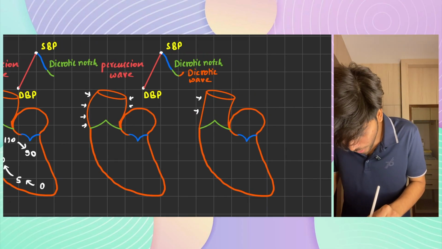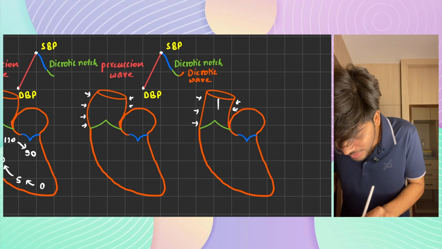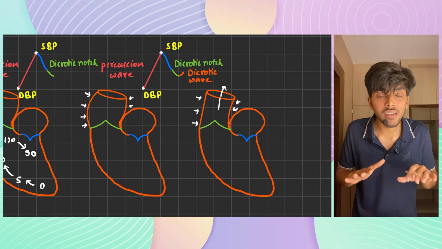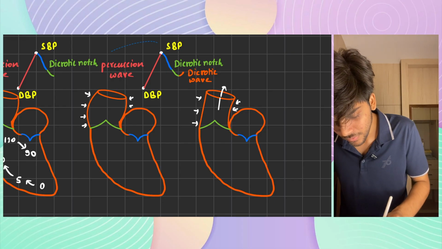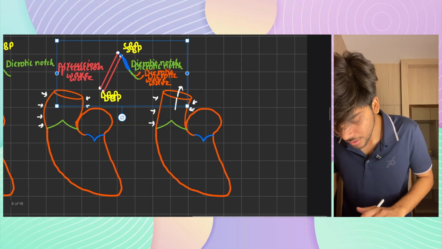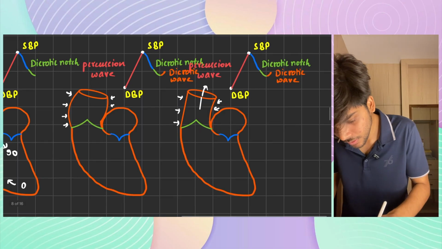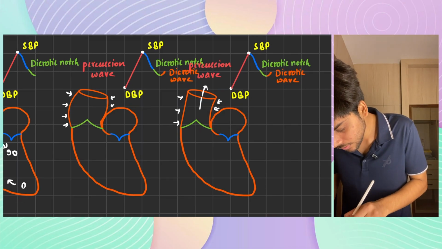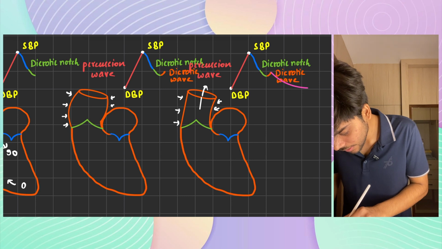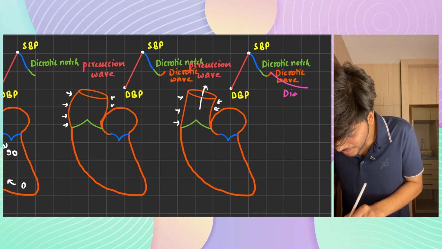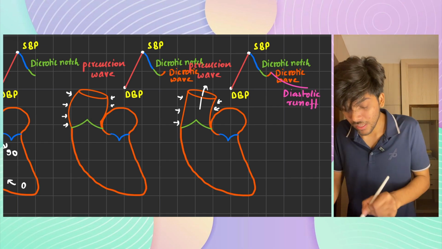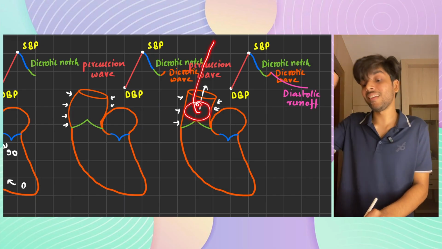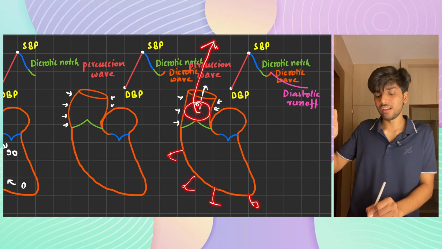As the aorta recoils, it squeezes out the blood inside it to the periphery. As the blood gets squeezed out, there is no blood left inside the aorta, so the blood pressure inside the aorta falls. It falls just like this, and this is referred to as diastolic runoff, because the blood inside the aorta is running away as the ventricle is under diastole.